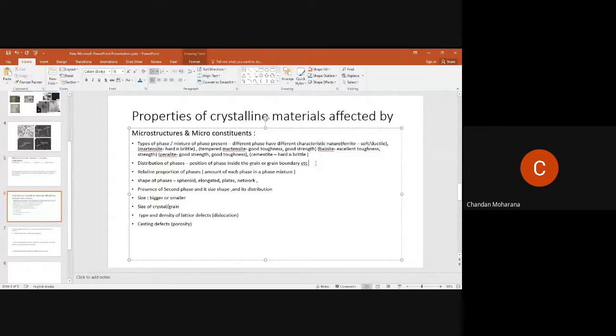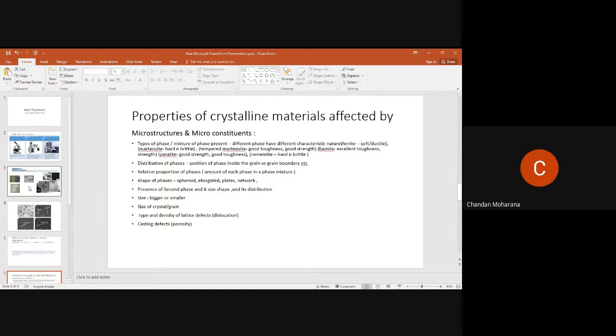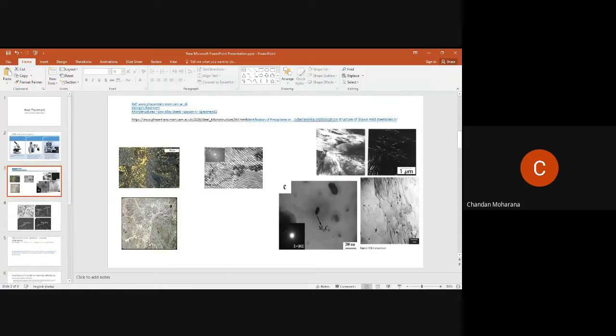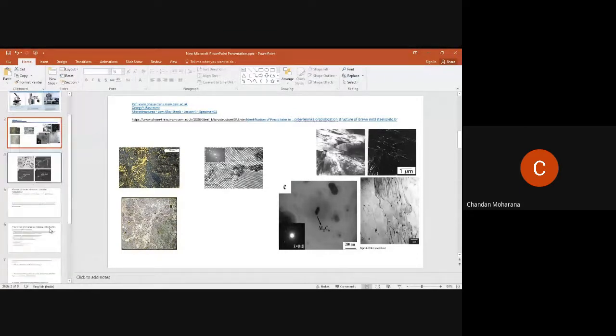I remember that. Just a few minutes before I talked to you about this, if you remember, proeutectoid phase. Where is the proeutectoid phase formed, and what happens to the proeutectoid phase later with time?